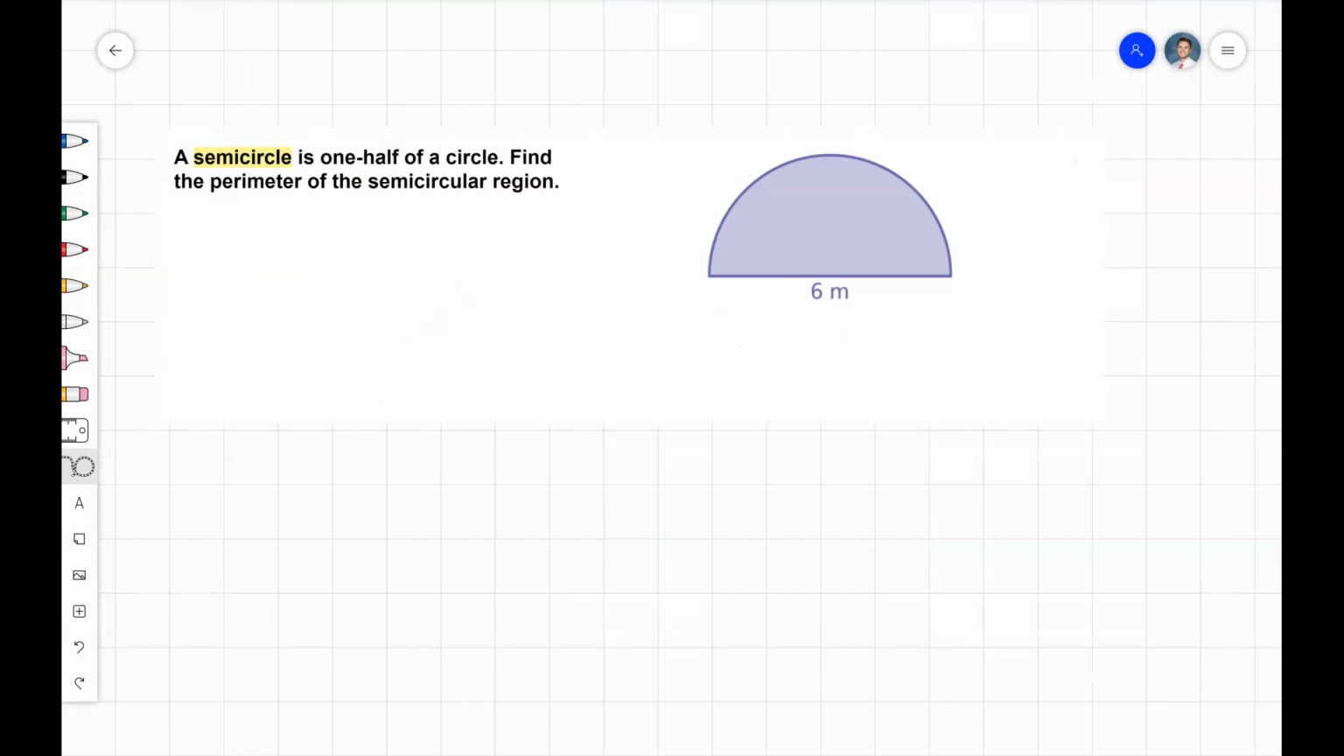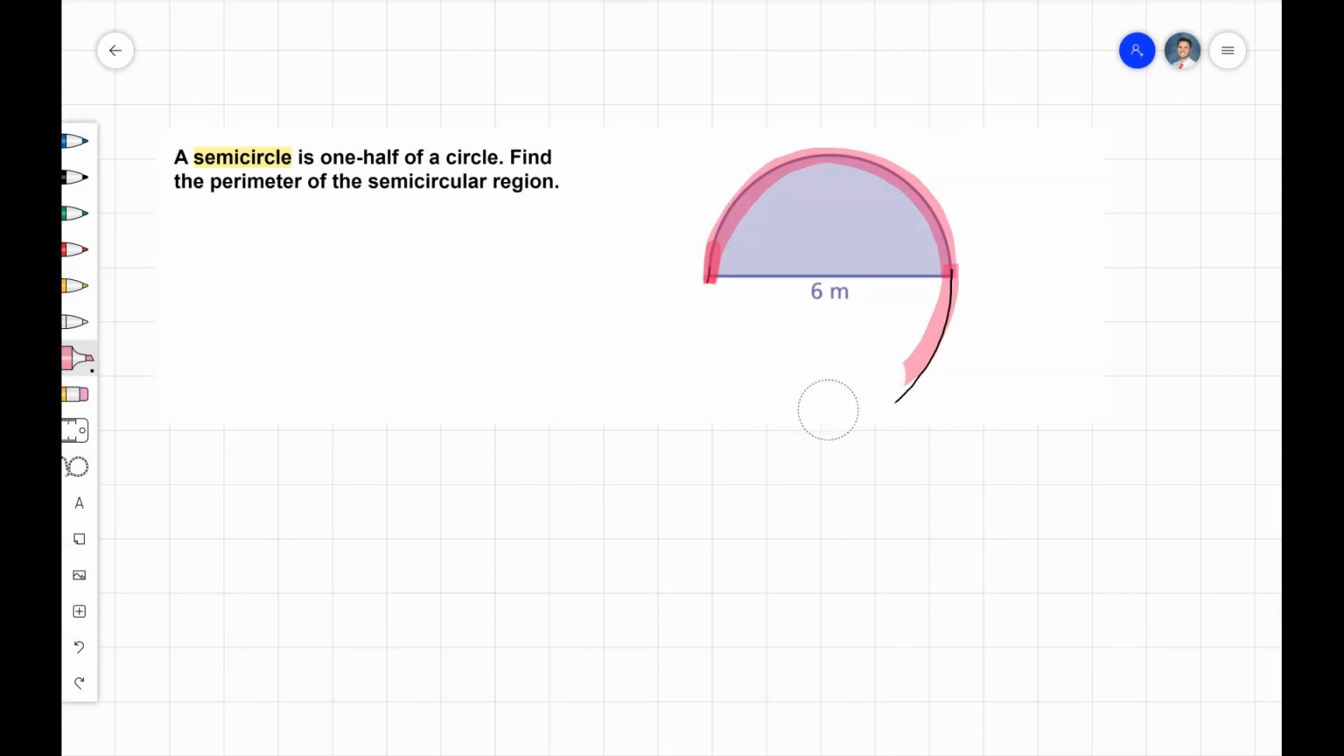One last problem here. We're going to look at a semicircle, and we can see that a semicircle is exactly half of a circle. Obviously, that's a really bad example of a circle, but you get the idea. If we wanted to find the perimeter of this semicircle, we can see that the semicircle is half of our circle. So we can see that relationship to the circumference. This region here would be half of the circumference of a circle that had a diameter of 6 meters. The circle would continue around like that, and we want half of that.